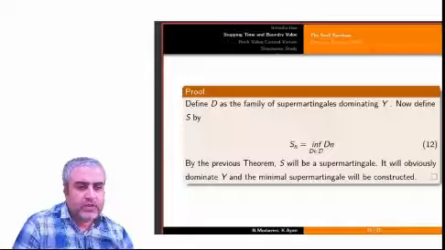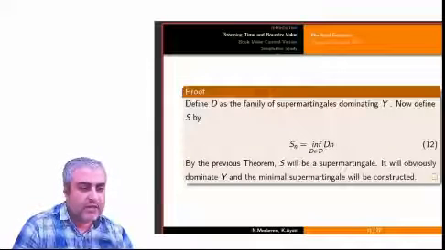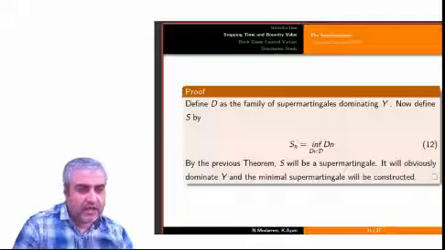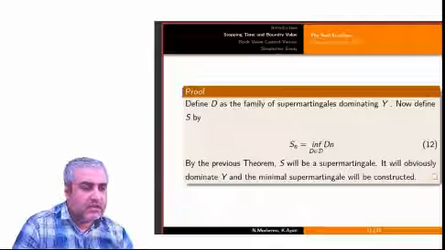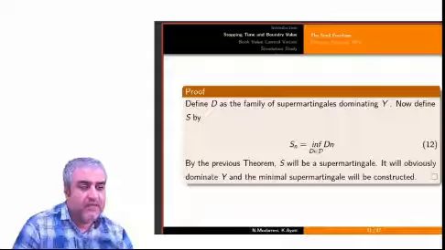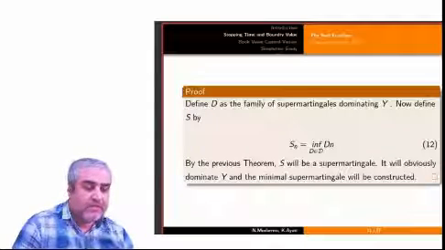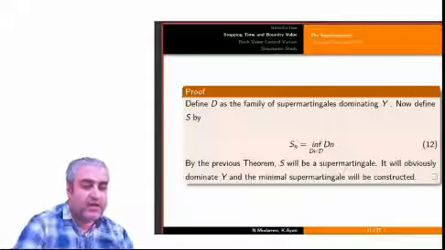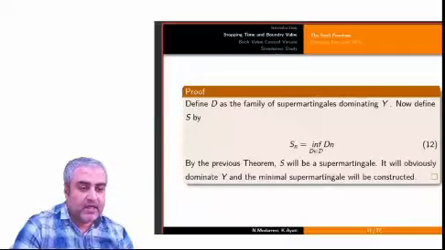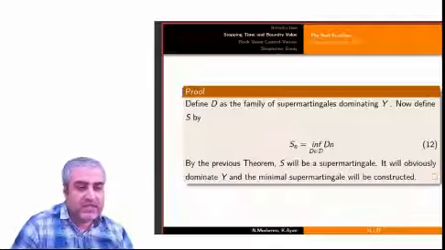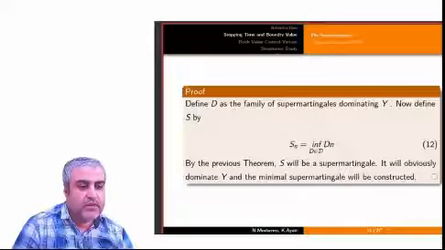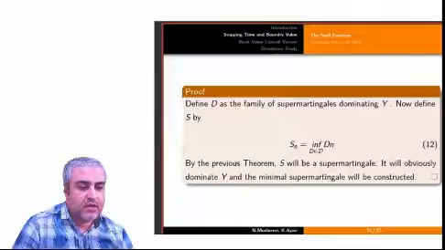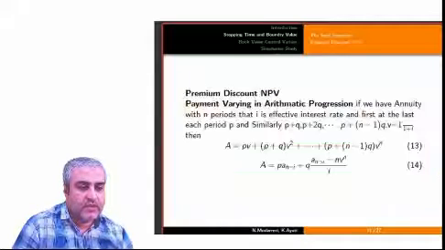The proof: define D as the family of supermartingales dominating Y. We define S equal to the infimum of this family of dominating supermartingales, the infimum of Dn, and we have the minimal supermartingale constructed for this topic.